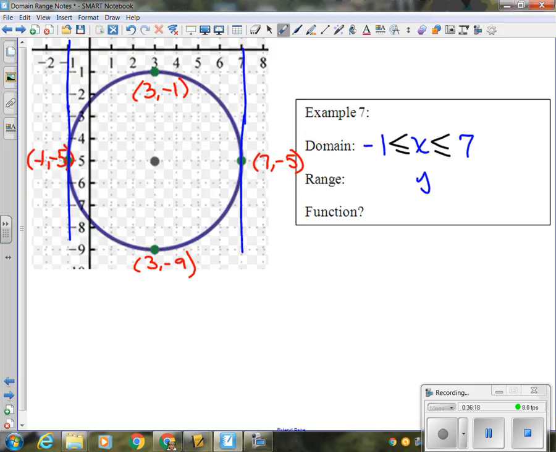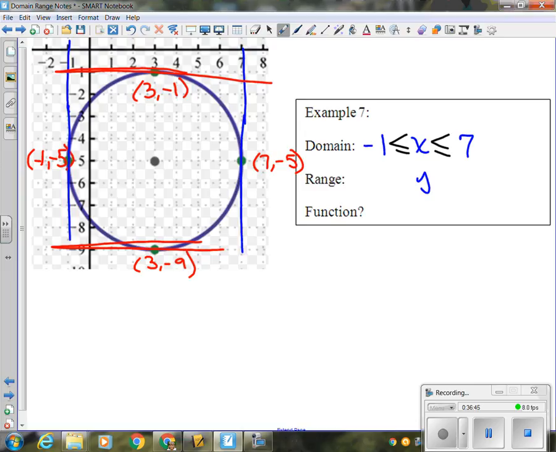Let's do the range. All right. Y numbers. I see -9, I see -5, and I see -1. You will not need all 3 numbers. I want the lowest, farthest to the bottom, to the highest, to the top. Okay? So, what's the lowest? Well, there's a number in the middle, but it's not the lowest or the highest. So I just need the lowest and the highest.